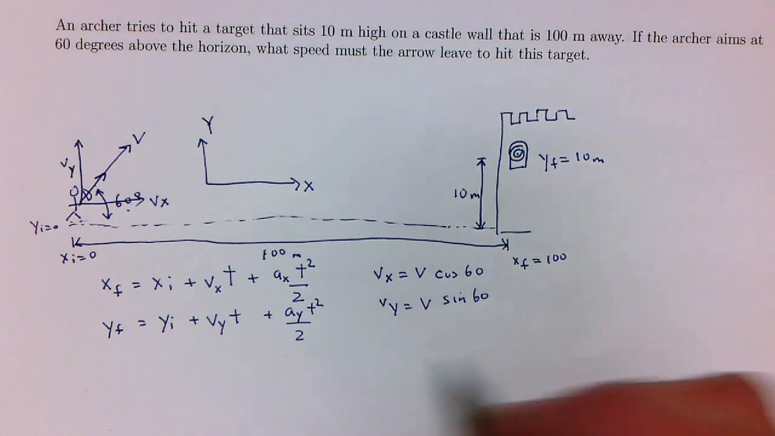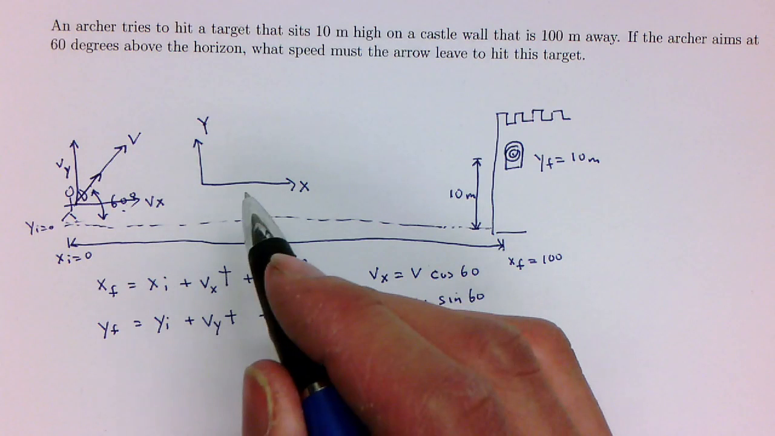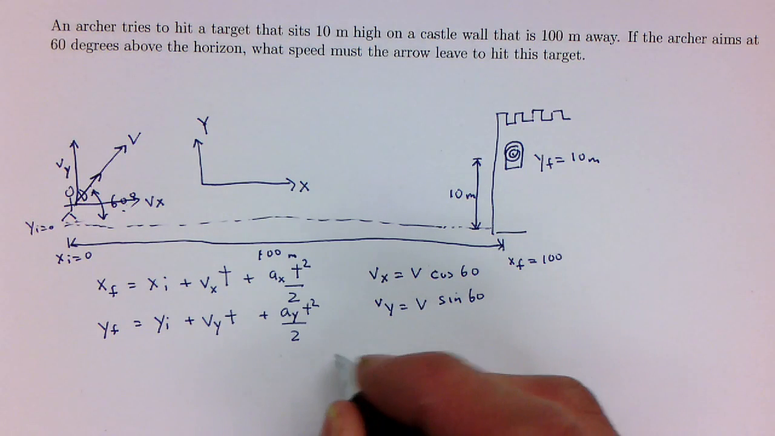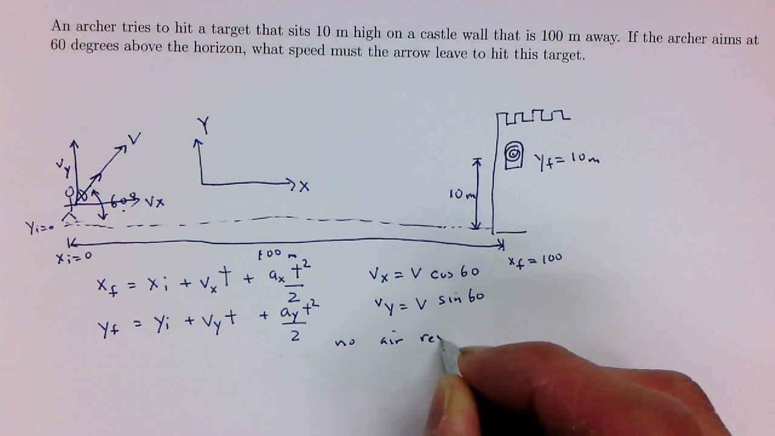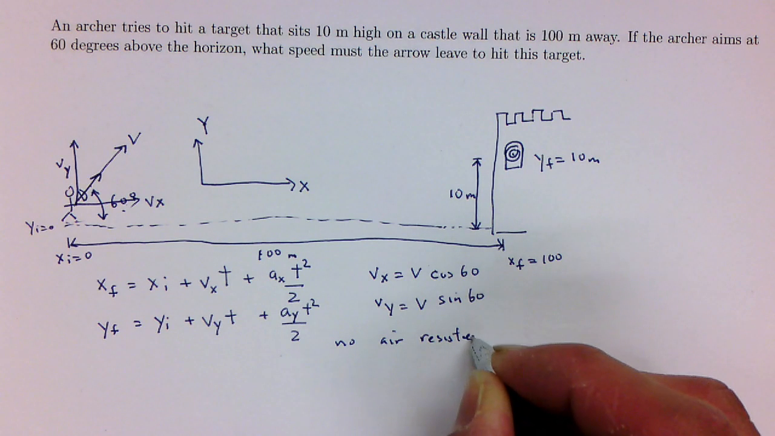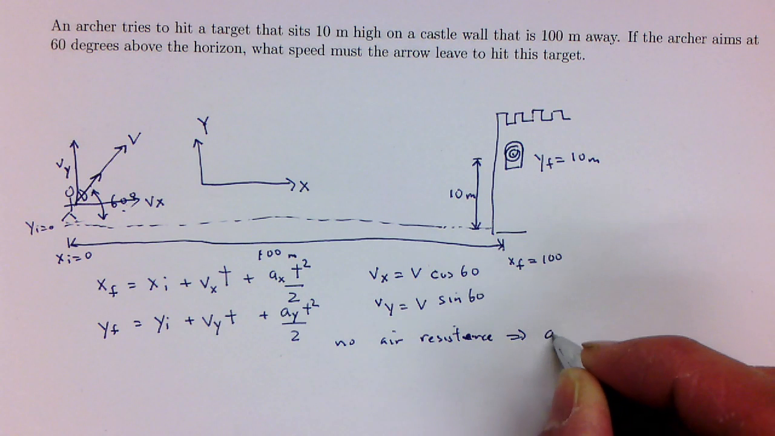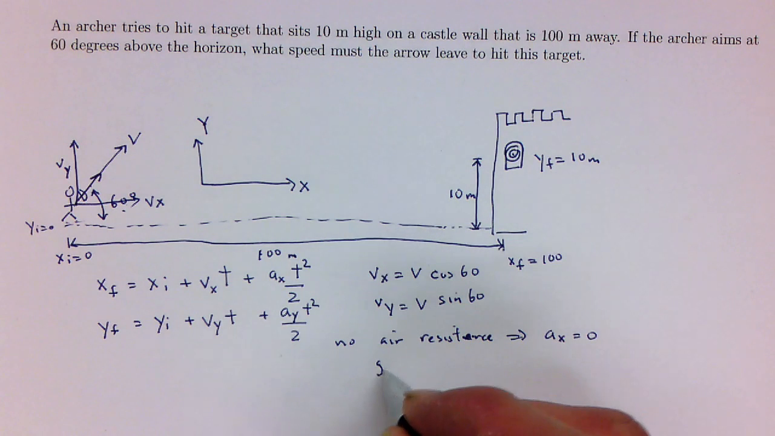Okay, perfect. So right now we have all the information we need, except two more pieces of information. First of all, we ignore air resistance. There's nothing resisting or accelerating the arrow in the x direction. So what that means is that no air resistance implies that ax is equal to 0. There's no acceleration along the x direction. However, we're on Earth, so there's gravity. So let's write gravity.